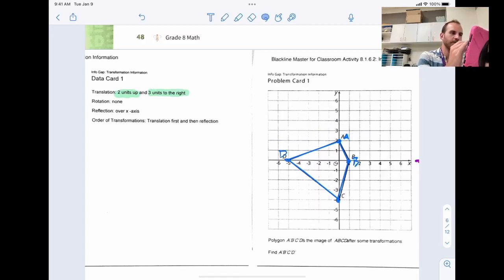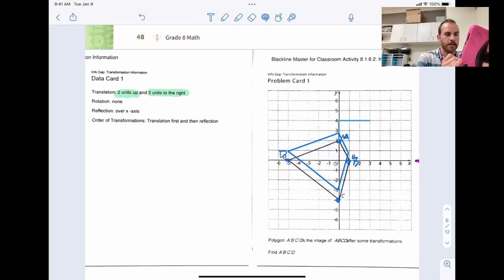So I want pretty much to follow this pattern. We're going 2 units up and 3 units to the right. I'm taking just A there for now. But if you remember, all of these points are going to move with this shape. Because in a transformation, especially in a translation, if one point moves, every single point is going to move that same direction and that same distance.